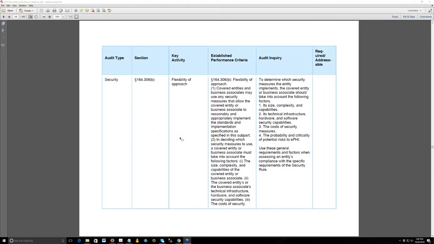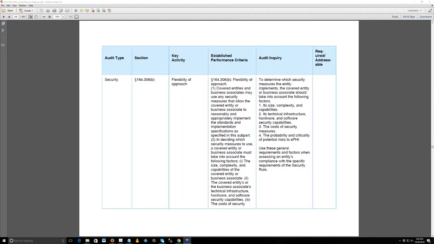So getting back to an example in the security rule, how many people have a disaster recovery plan? Let's see, show of hands. A disaster recovery plan that you've actually implemented, tested, where everybody knows their role. How many people have that? Because that's a requirement of the security rule. But the nature of the plan and how much testing you've done could legitimately vary due to the size, complexity, and capabilities of your organization.